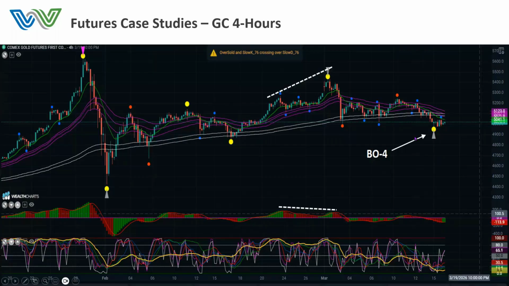And this is the 4 hour. So same pattern where we have a significant sell-off.